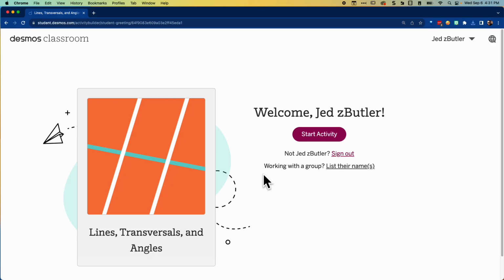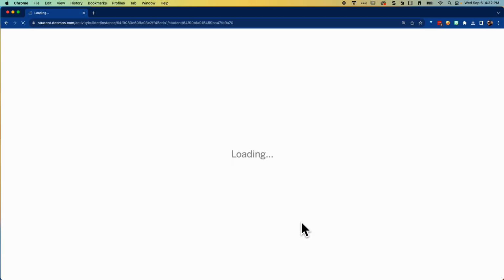Hello and welcome to a walkthrough with one of these Desmos lessons. This one is introducing something called lines, transversals, and angles. And we're going to learn what this word transverse or transversal means. So I'm going to start this activity and walk my way through so that you can walk yourselves through along with me.